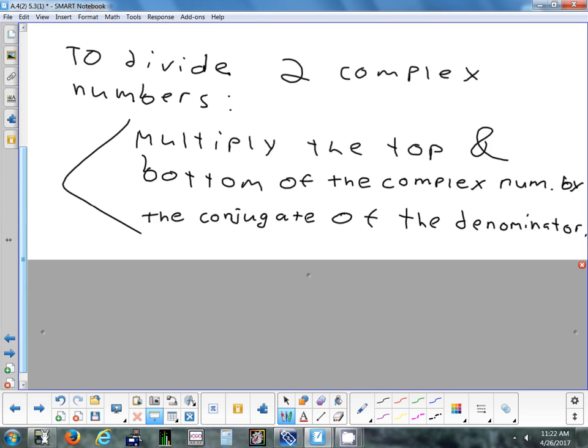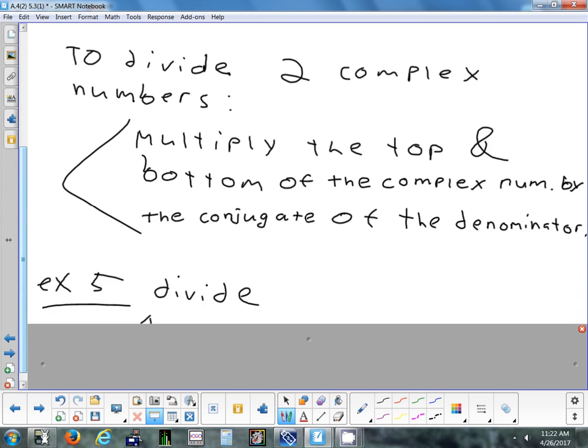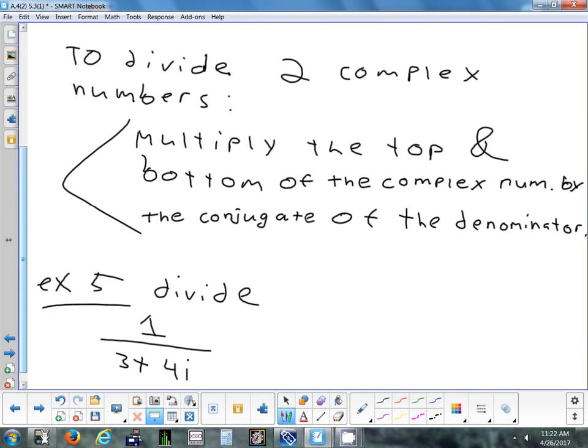To divide two complex numbers, you multiply the top and the bottom of your complex number by the conjugate of what's in the bottom. And effectively what that's going to do is it's going to get rid of all the i's in the bottom. That's why we do it. It's okay if you leave i's in the top of a division problem, but you can't leave i's in the bottom. And the conjugate will fix that.